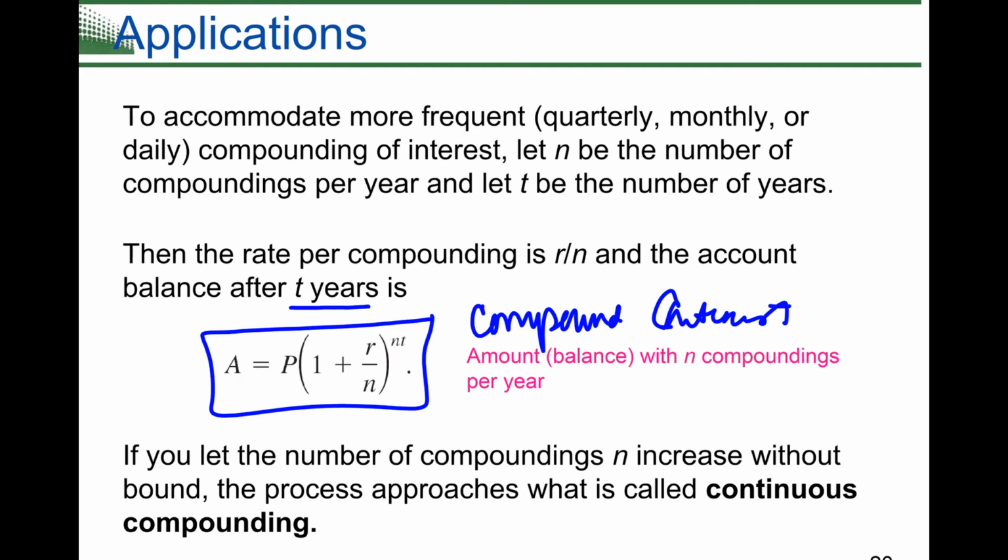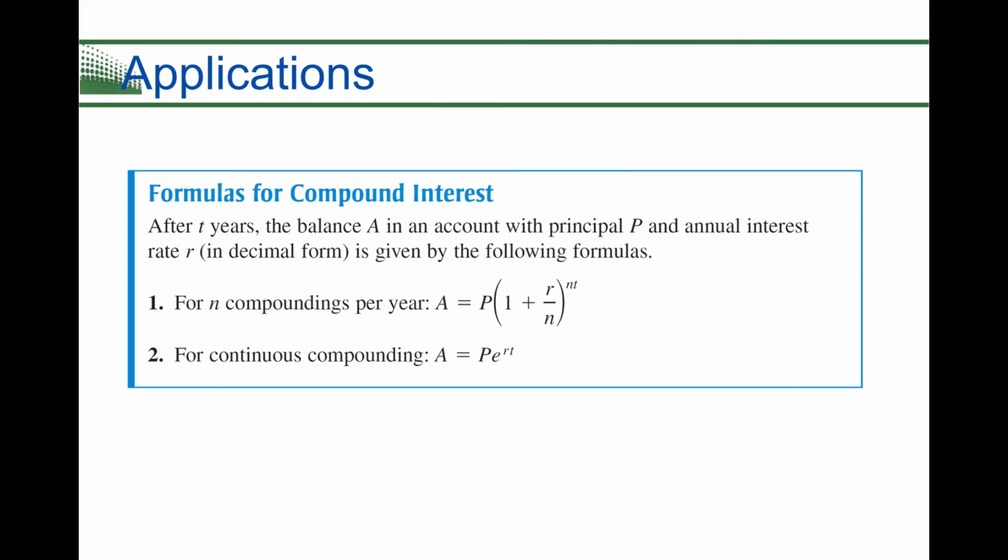Compound interest. So if you let the number of compoundings n increase without bound, the process approaches what is called continuous compounding. And we'll have another equation for that. So here's a nice blue box from your book. It says after t years, remember t is always in years, crucial information there. The balance A in an account with principal. Principal is how much you are borrowing or investing. And annual interest r in decimal form is given by the following.